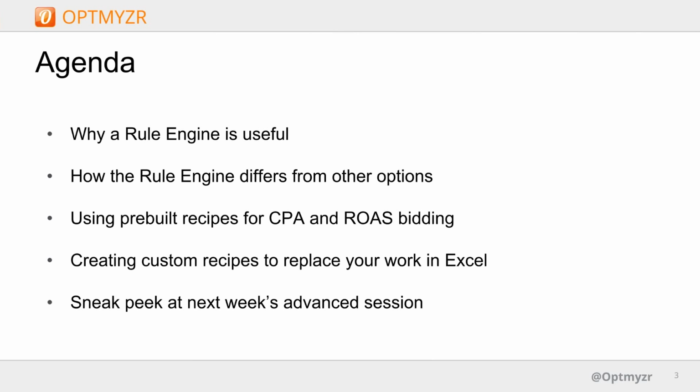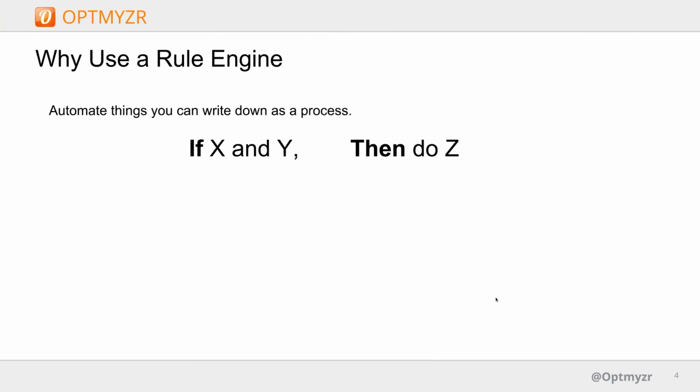And this is the first of 2 sessions I'm doing on the topic of Rule Engine. Today is kind of the introduction. Next week is going to be the advanced one where we'll take a look at stuff like bidding by weather, bidding by conversion type. But I might give you a sneak peek towards the end about some of those more advanced capabilities that we'll have. Okay, so that's that. So let's get started with the Rule Engine.